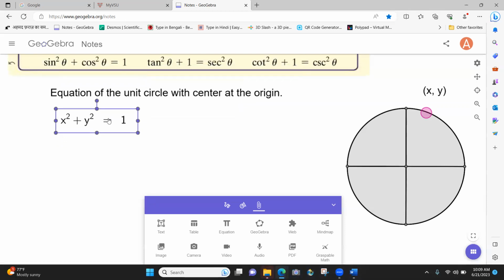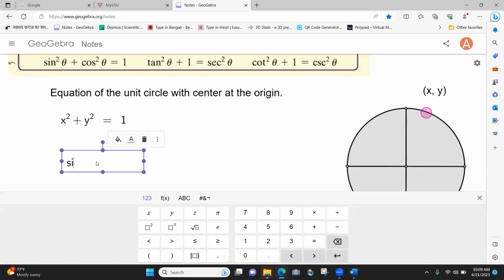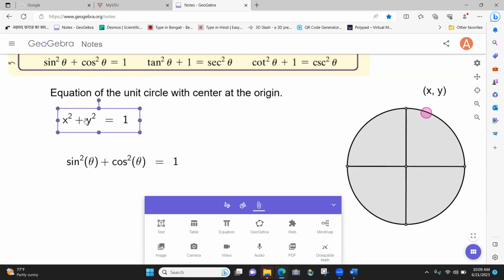is equal to 1. x is cosine theta, y is sine theta. I'm just going to do my replacement. And one more thing, guys, when we write sine theta squared, we put our square here. It's just a convention. Okay, it's sine squared theta plus cosine squared theta is equal to 1. And that gives us equation 1. It directly comes from the equation of a unit circle with center at origin.